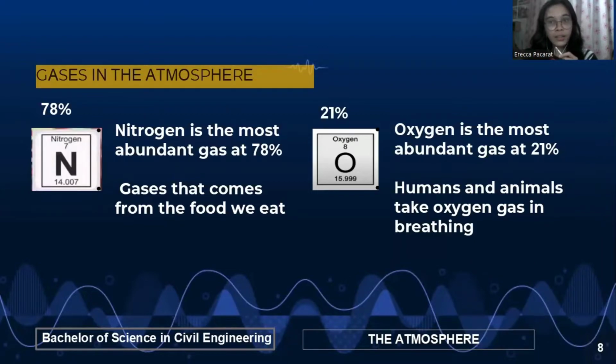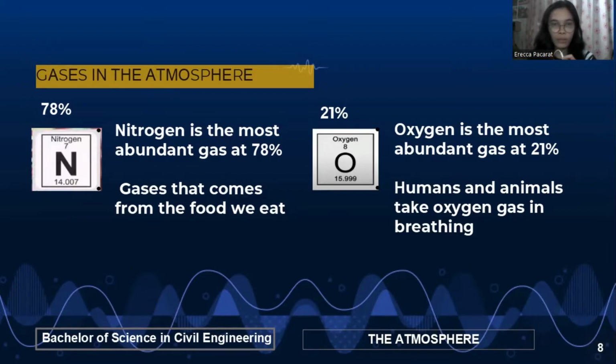So here are the main gases of our Earth's atmosphere. The first is the most abundant gas, which is nitrogen, which has 78%. Nitrogen is one of the building blocks of life. It is important and essential for all plants and animals to survive. And also nitrogen is essential for the growth and reproduction of both plants and animals.